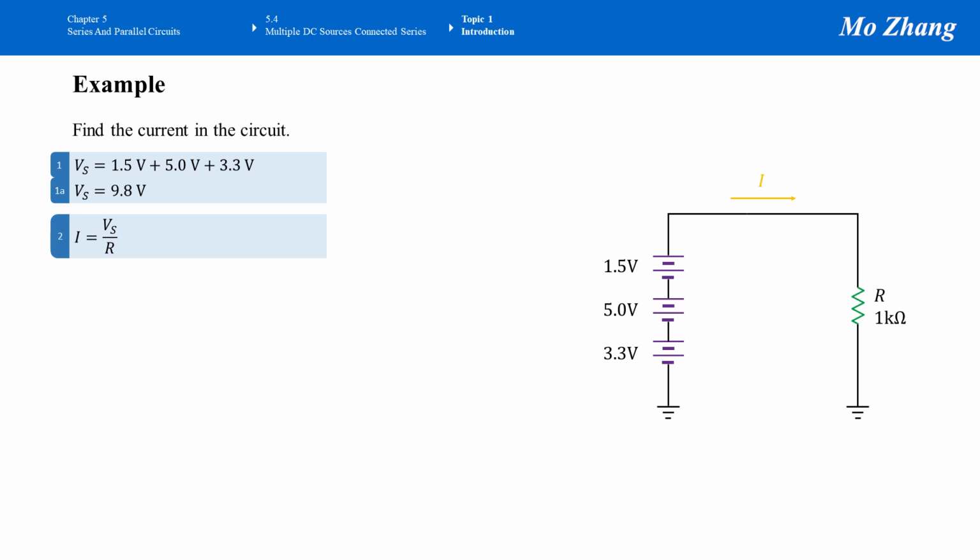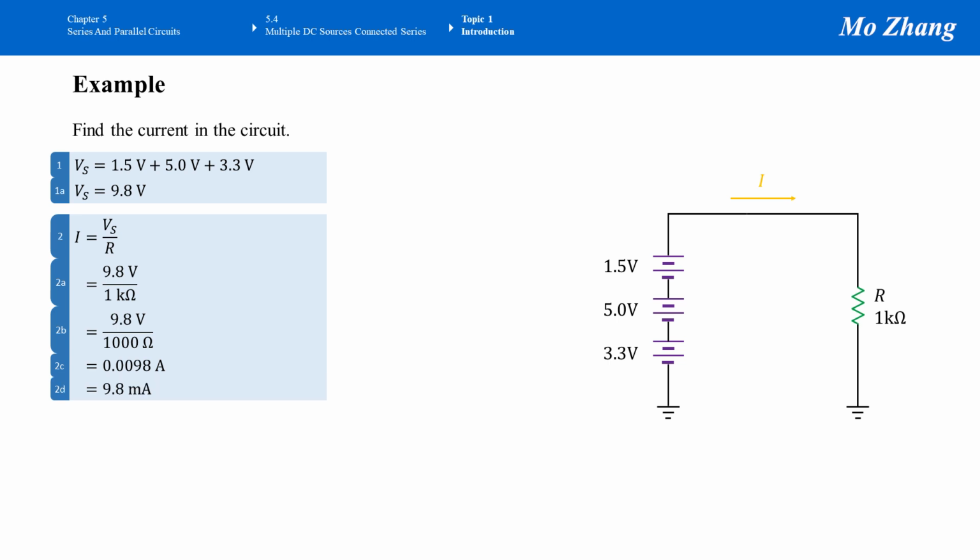To find the current, we can use Ohm's law's current formula, Vs over R, and substitute the values. Vs we calculated already is 9.8 volt, and R is 1 kilo ohm. After entering the numbers into a calculator, I got 0.0098 amp. Change the number to engineering notation by moving the decimal point to the right 3 times, and then reduce the prefix by 1000. So it's 9.8 milliamp.